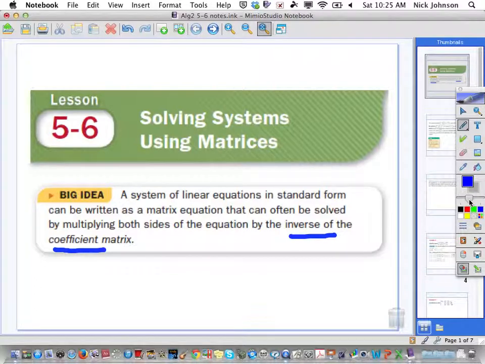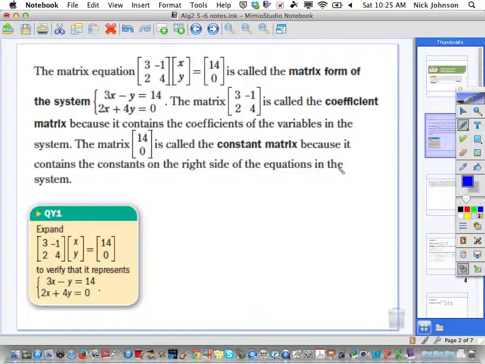So, moving along. It says the matrix equation [3, -1; 2, 4] times the matrix [x; y] equals [14; 0] is called the matrix form of the system. Okay? This is the matrix form for this system of equations. Notice where they get the 3, the -1, the 2, the 4. This is important. You're going to have to do this on your quiz. So all these are coefficients, so that's why we call this the coefficient matrix. This is the variable matrix because it has our variables x, y. And this is our solution matrix because that's what it's set up equal to.